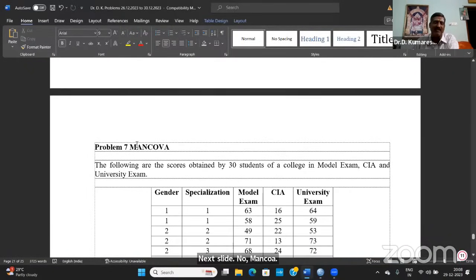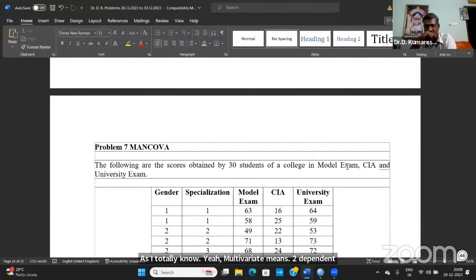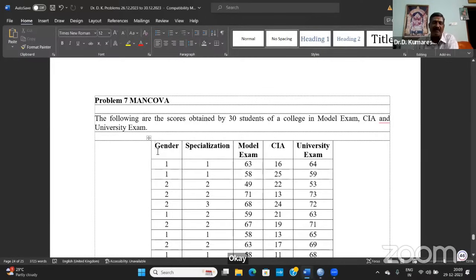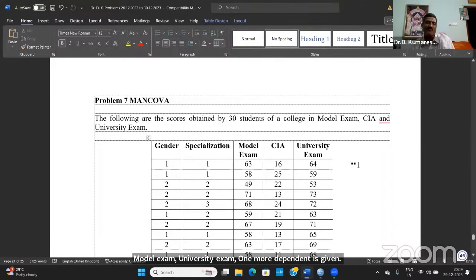As I told you, M stands for multivariate. Multivariate means two dependent variables, two or more dependent. Look at here. Gender independent, specialization independent, model exam covariate, university exam dependent. One more dependent is given, CIA marks, continuous internal assessment marks. So that is considered as internal assessment marks, that is dependent variable. That's all.